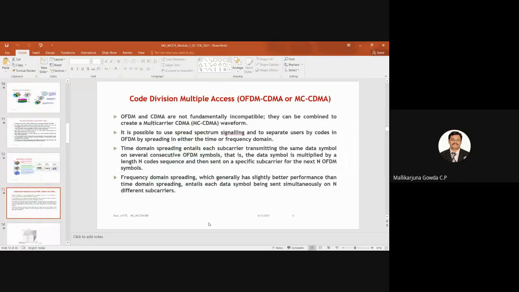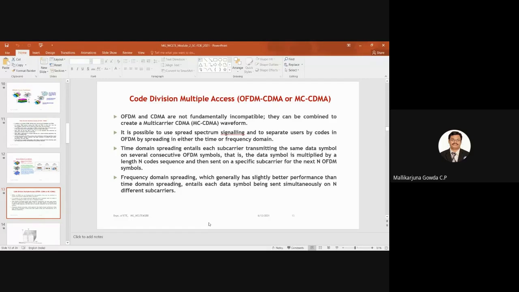So similarly, I can say how OFDM-CDMA can be clubbed. You all know what CDMA is, that is code division multiple access. By combining it with the OFDM system, we call that multi-carrier code division multiple access, right?